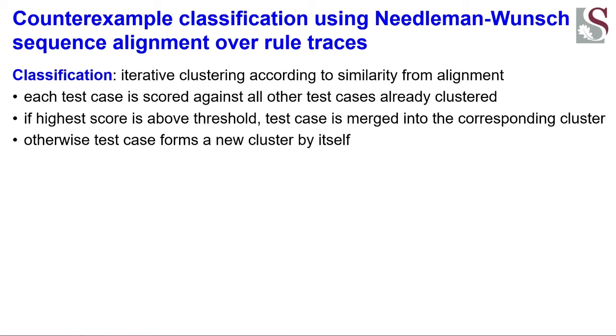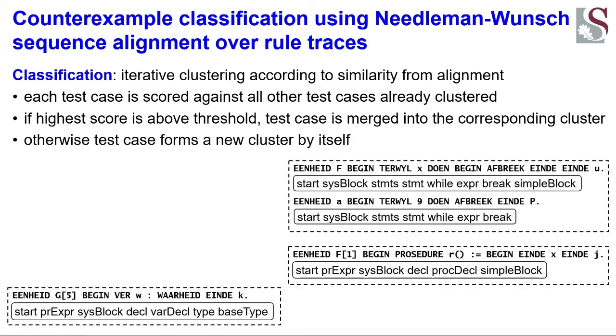We then use the alignment scores to classify all of the test cases. We use an iterative clustering algorithm where each test case is scored against all other test cases that are already clustered. If the highest score is above a given threshold, the test case is merged into the cluster corresponding to that score. Otherwise, the test case forms a new cluster by itself.